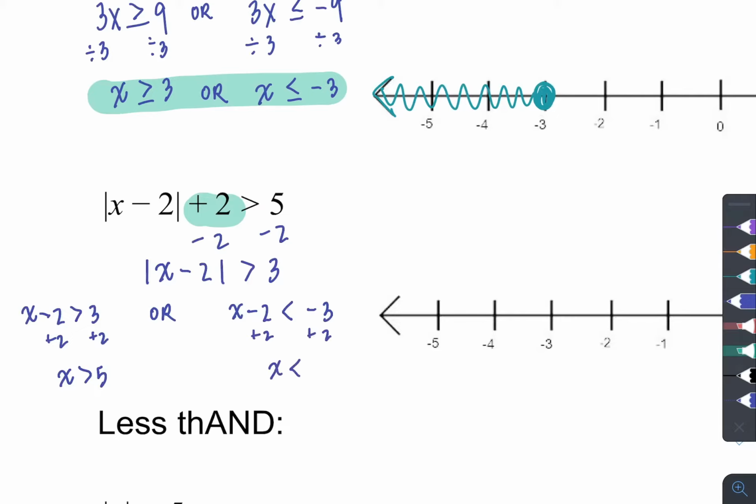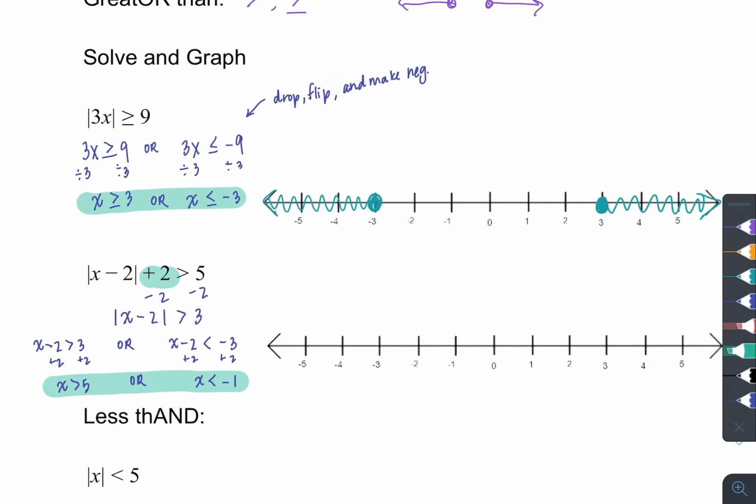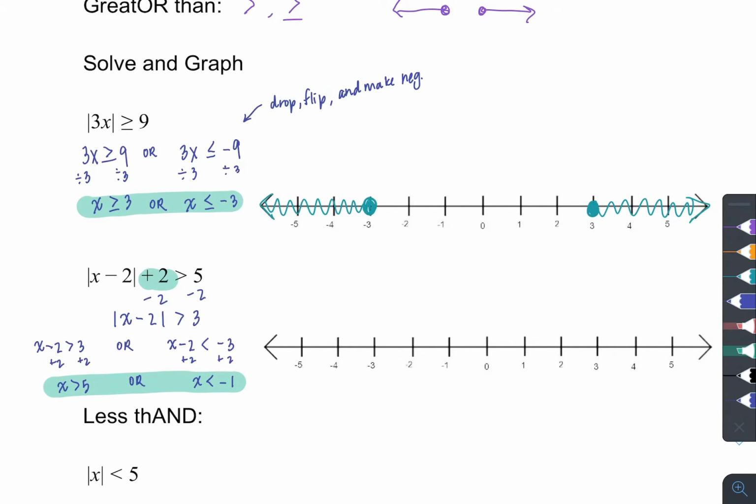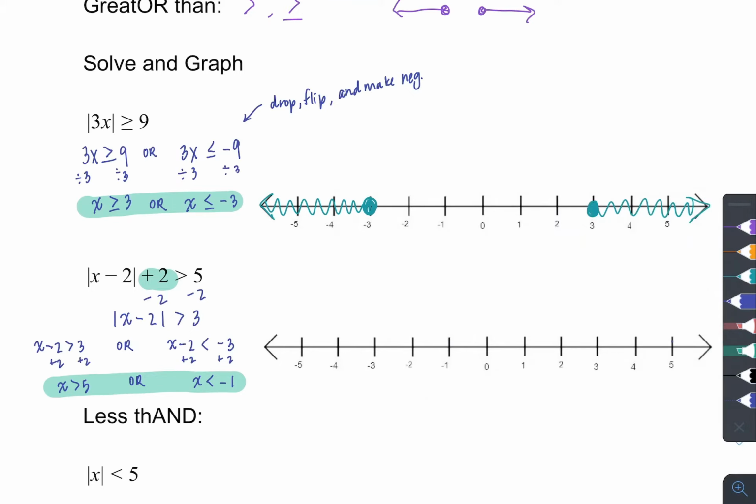So we'll add 2. x is greater than 5, or x is less than -1. And we do want to put an or in between there. So that right there is our answer. Let's go ahead and graph it. So we've got an open dot on 5 going to the right, and then an open dot on -1 going to the left.